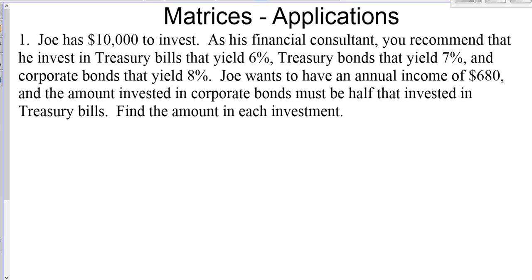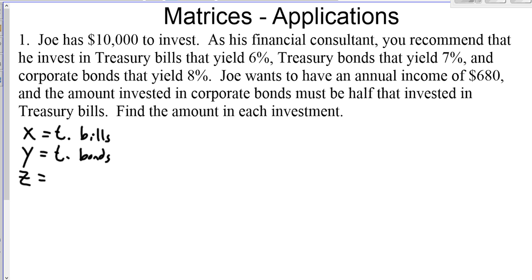So first thing we want to do with these is always allocate our variables. Our variables need to be things that we can control. In this scenario, Joe has $10,000 to invest. As his financial consultant, you recommend that he invests in treasury bills that yield 6%. So one of our variables is how much he's going to invest in treasury bills. Treasury bonds, let's let that equal a second variable.